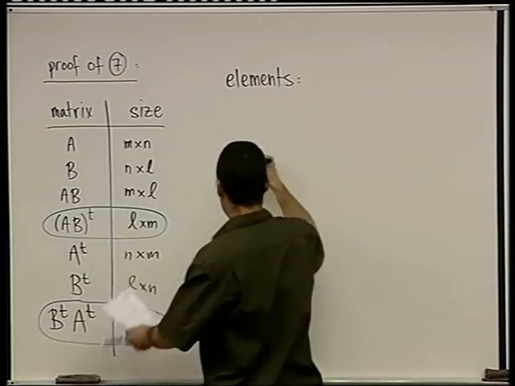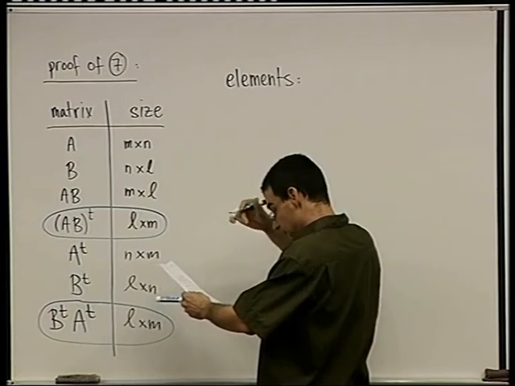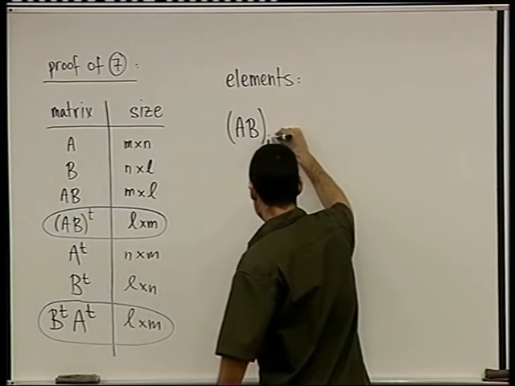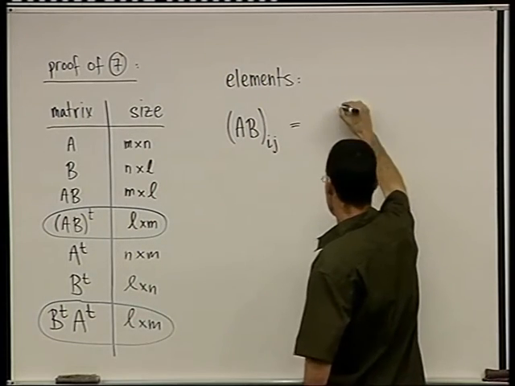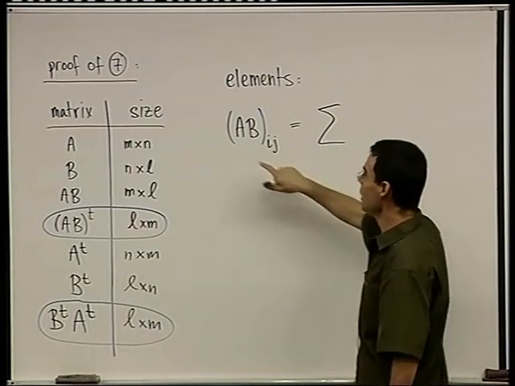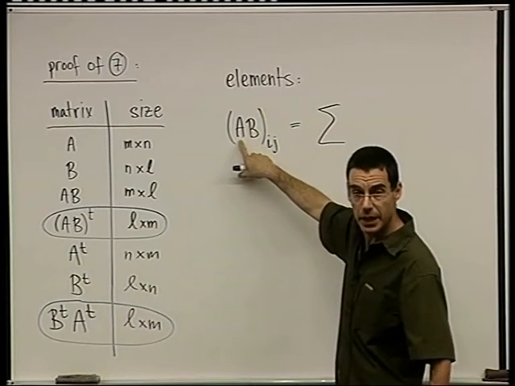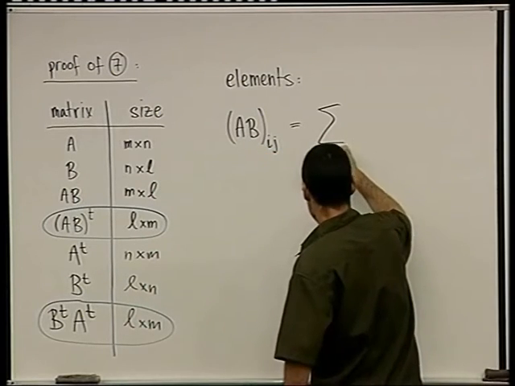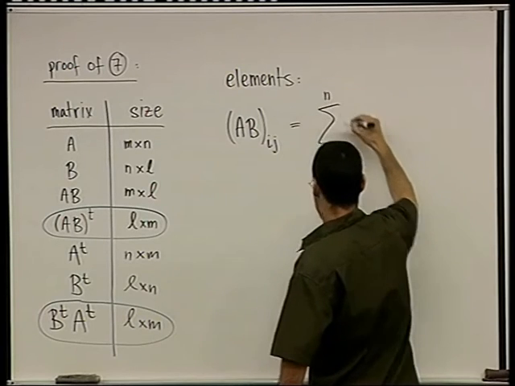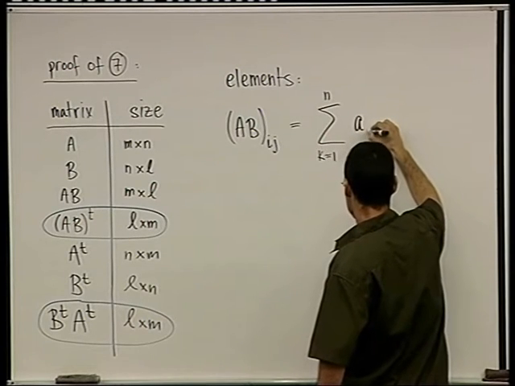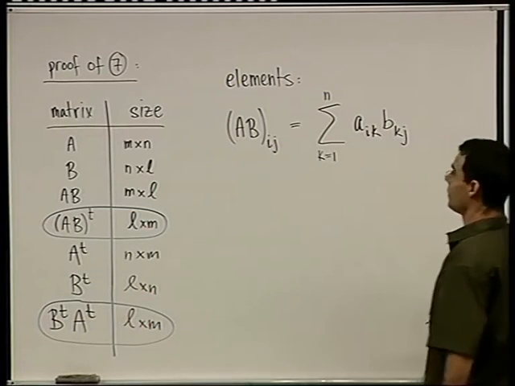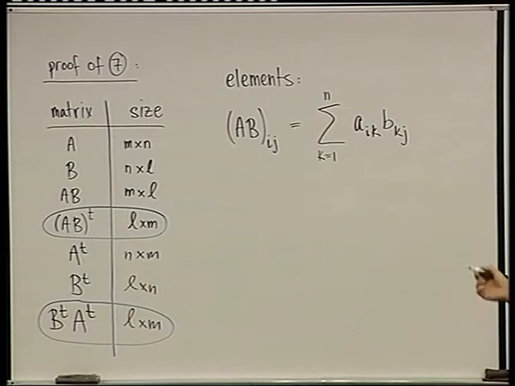So let's look at the ijth entry of AB first. So AB, the ijth entry, is the sum of, let's call the elements of A by lowercase a's and the elements of B by lowercase b's. So this is the sum, k goes from 1 to n, of a_ik b_kj. That's how we define the ijth entry of the product. Do you agree? Yes. Okay.